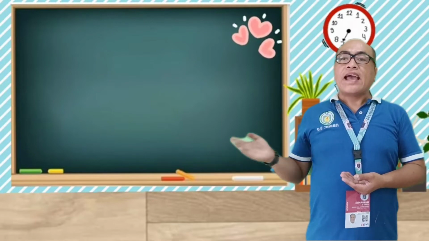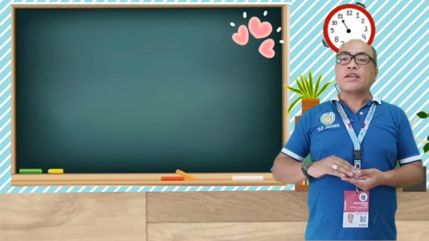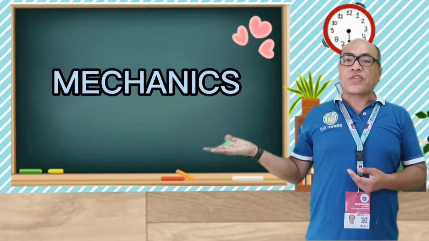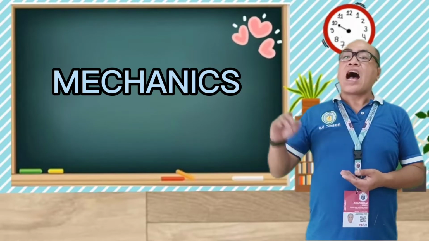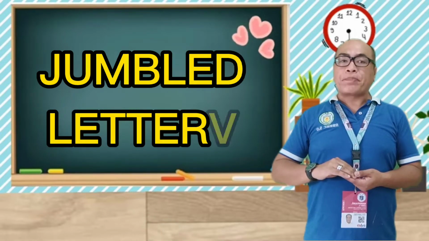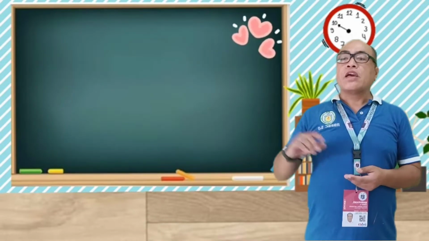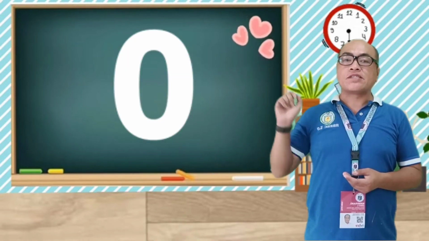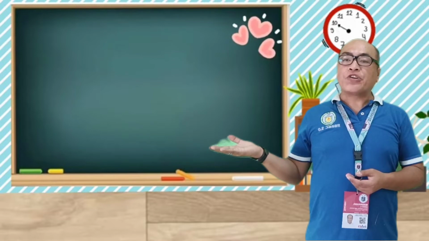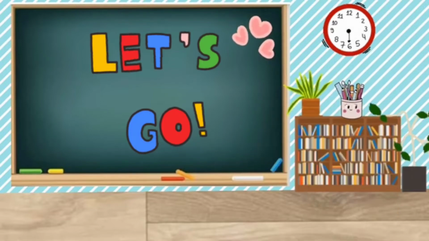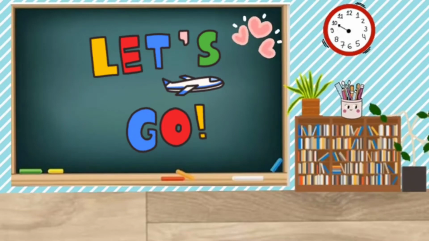Before we begin, let's play a game entitled Fix the Word. Here are the mechanics of the game. I will show you jumbled letters, and with it is its definition. You are given 5 seconds to arrange the jumbled letters. Type down your answers in the comment section below. Are you ready? Let's go!